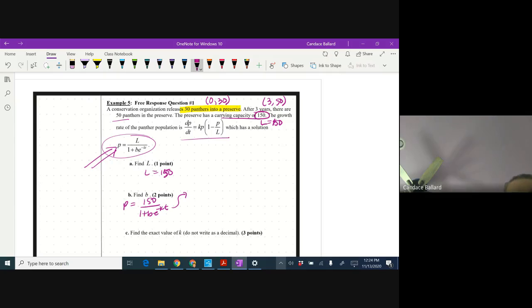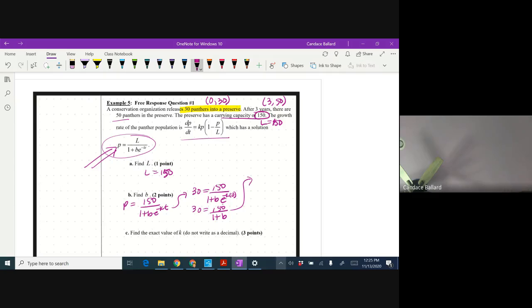So I'm putting the 30 in for the P, 150 over 1 plus B e to the negative K times 0. So 30 equals 150 over 1 plus B, because K times 0 is 0, and then e to the 0 power is 1. How am I going to get this 1 plus B to the other side? What do I need to do? We need to multiply. Good.